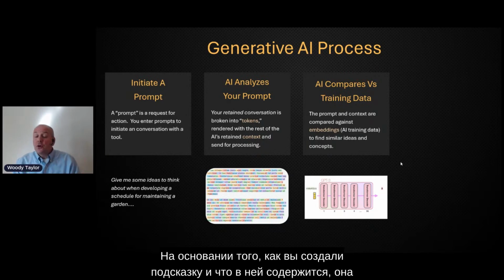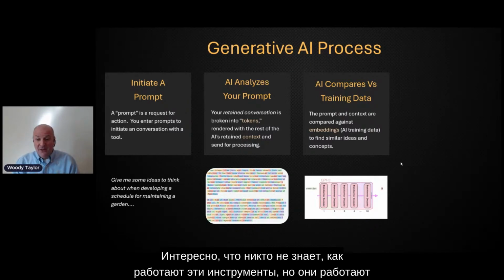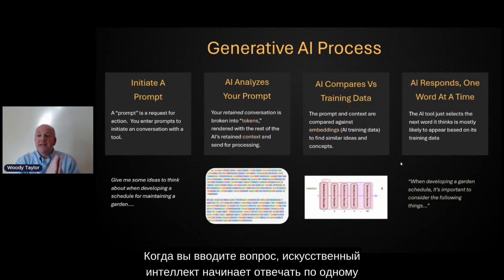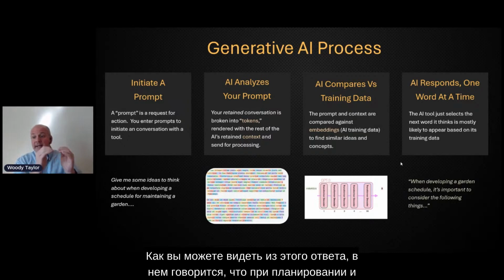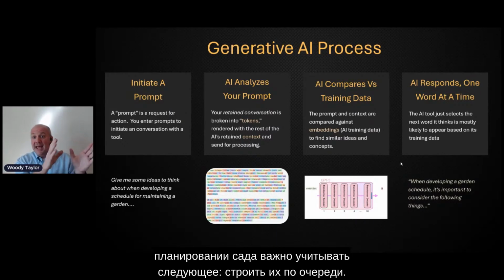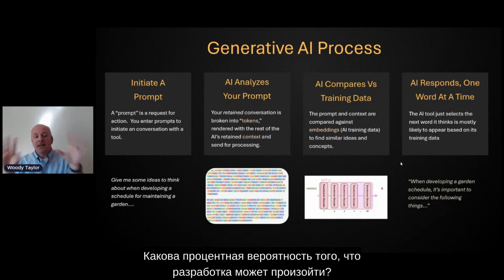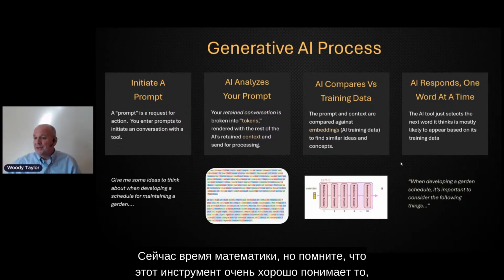Now, the interesting thing is nobody's quite sure how these transformer models or transformer tools work, but they work pretty well because you enter in a question and then that AI starts responding, but it starts responding one word at a time. As you can see in that response there, when it says, when developing a garden schedule, it's important to consider the following things. It's building those one at a time. What is the percent chance that when could happen? What is the percent chance that developing could happen? And it strings that all together. It's a ton of math. But at the end of the day, what you need to remember is that the tool's really good at understanding what you want to know and relating information back to you.